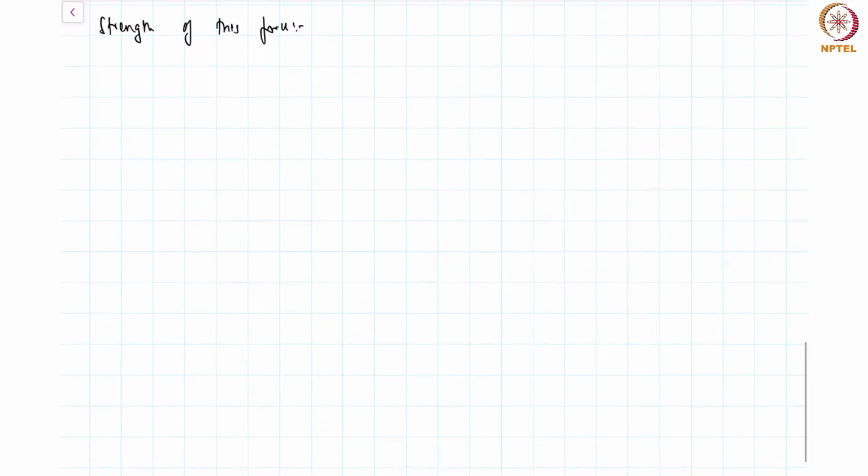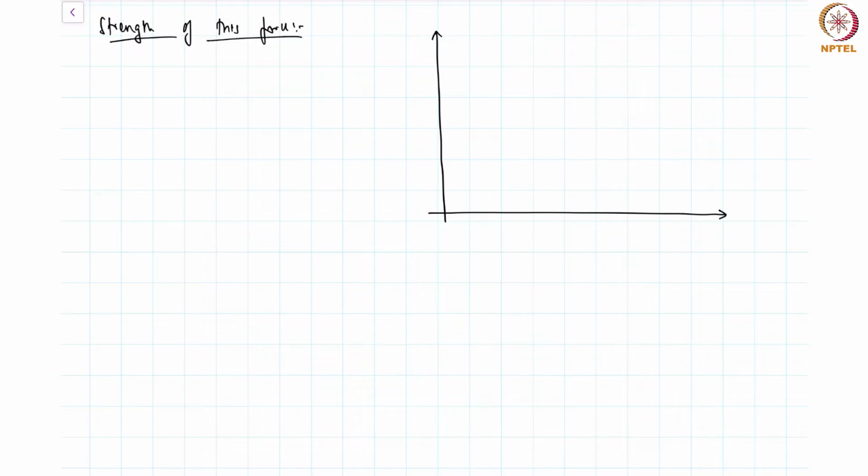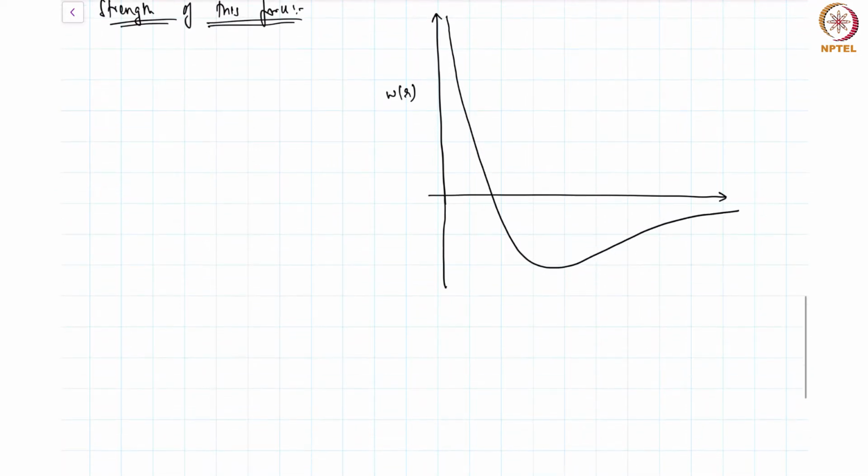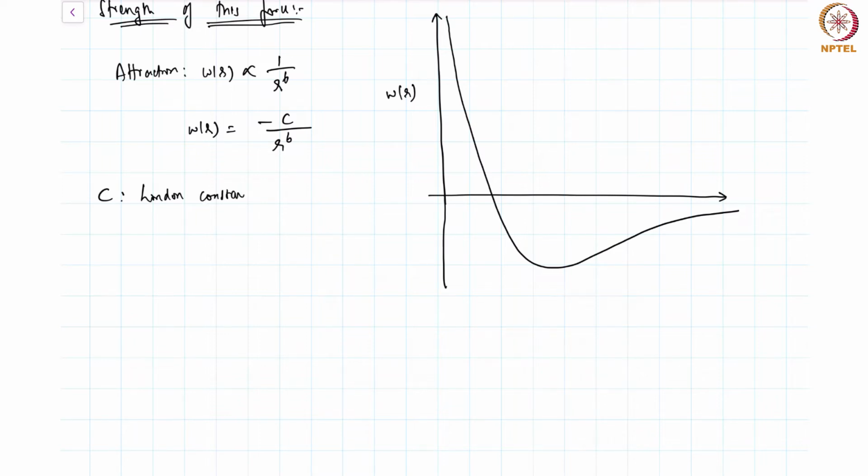Now, to understand the strength of this force, let's start by looking at the nature of the interatomic potential. For example, if the interatomic potential is given by this quantity W of R, it would typically have a shape like this. The far-field attraction is given by W of R proportional to 1 by R to the power 6, and it's an attraction, therefore we have a constant C over R to the power 6. This constant C is referred to as the London constant or the van der Waals constant.